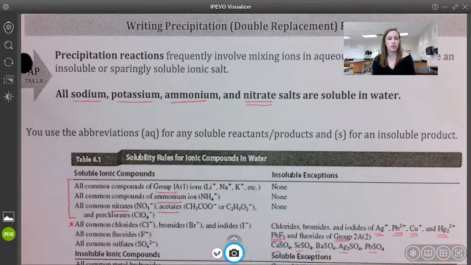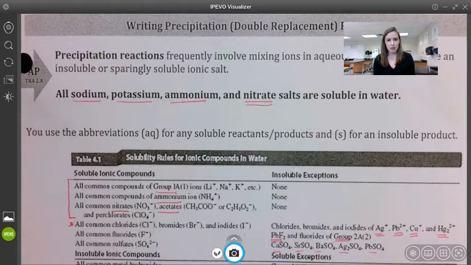Precipitation reactions are specifically called that because you are mixing ions that are in aqueous solutions, like the two separate clear solutions I had, and when mixed together, they are going to produce an insoluble or slightly soluble salt. Now, a big part of writing precipitation reactions is knowing your solubility rules. I'm going to expect that you are going to be able to know many of them.